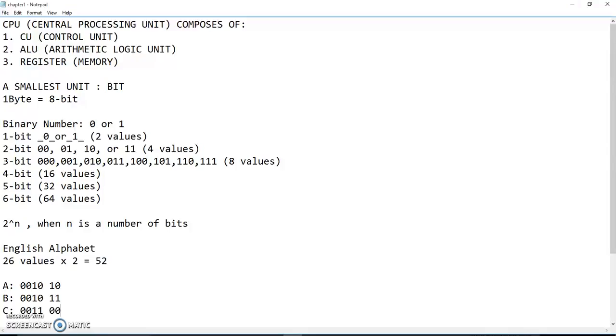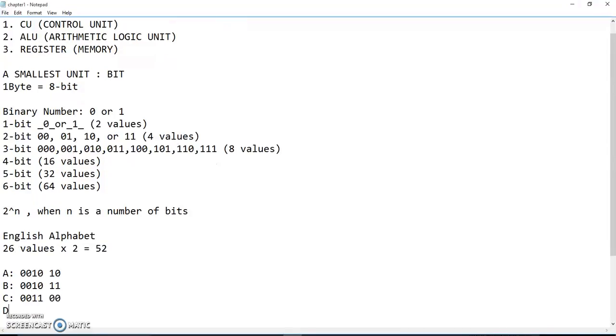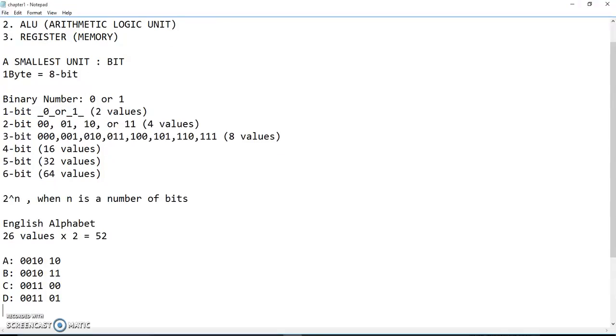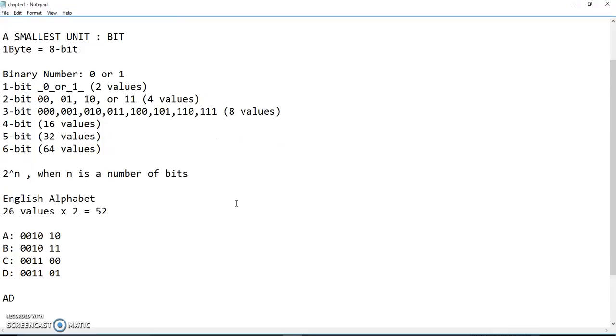A letter C could be, I just give something, this should be 100, right? A letter D could be 001101. Now, if I want to say the word add, technically it should be equal to what? 001010, if I'm using this standard, and then 001101.